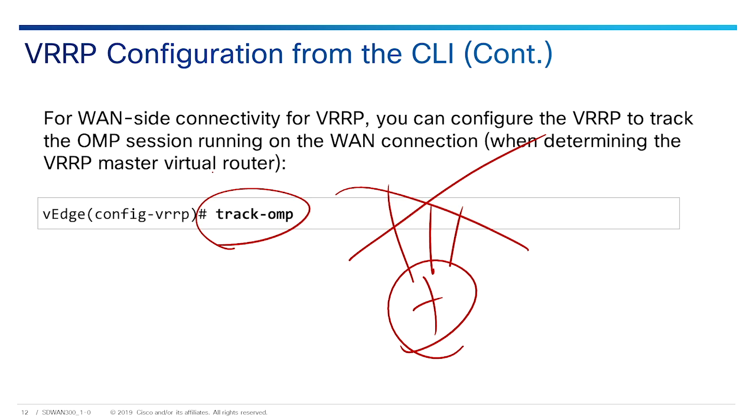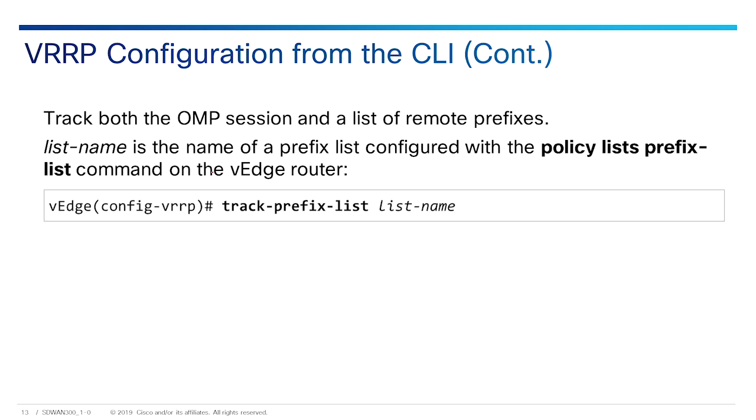I recommend doing this on every single one because there's no reason to be advertising a master role in VRRP if you can't provide master role services. And then we can also track a prefix list. So if we lose a specific route, we can also abandon our VRRP master role. That may also be a priority.